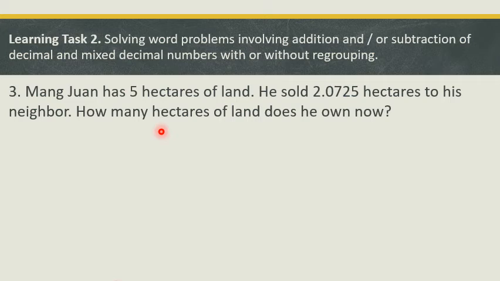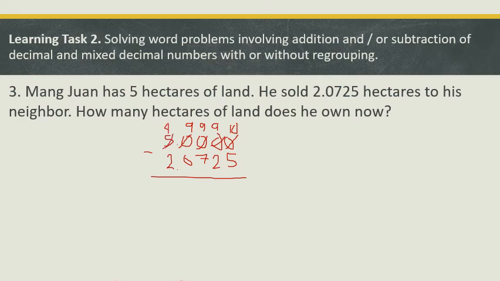Pag ilan natitira, yun po ay subtraction. Okay? So, ito magiging 5 minus 2.0725. So, lagyan natin ng mga 0 sa taas. Okay, so hindi ulit ito pwede. So, gawin natin 10. Ito magiging 9 ulit. Ito magiging 9 ulit. So, 9. Then, ito ay magiging 4.